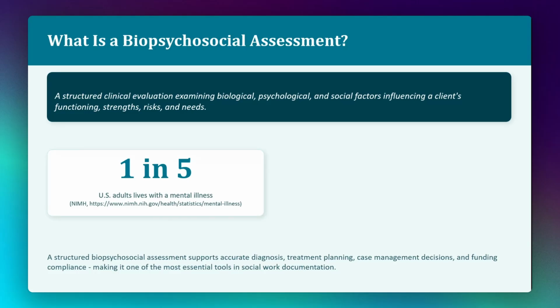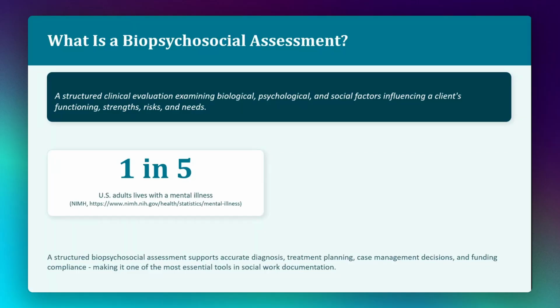When we talk about giving a thorough biopsychosocial assessment for social work, we're looking at understanding the client or patient's biological, psychological, and social influencing factors. We know from a recent study by the National Institute of Mental Health that approximately 1 in 5 U.S. adults lives with a mental illness of some type.